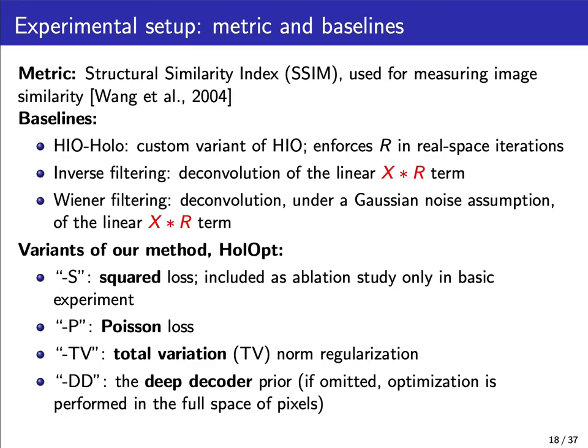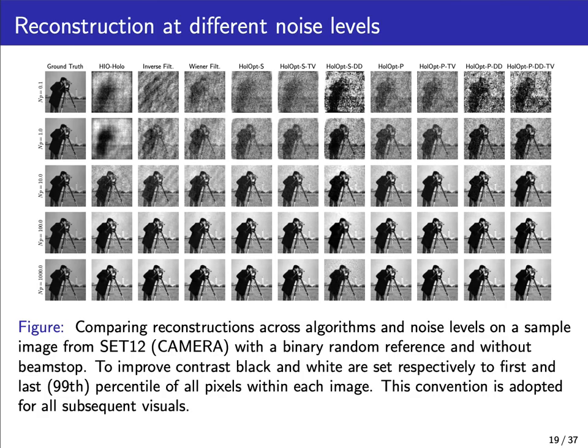So you'll see in the plots, an S denotes the squared loss, a P the Poisson loss, TV indicates that we add a total variation regularization term, and DD indicates that we're using the deep decoder prior to restrict the search space in the maximum likelihood optimization. And when that's not present, we're optimizing over the full space of n by n pixel images.